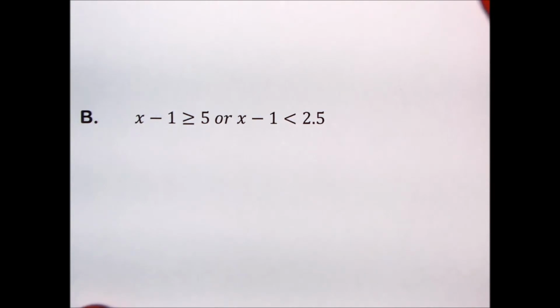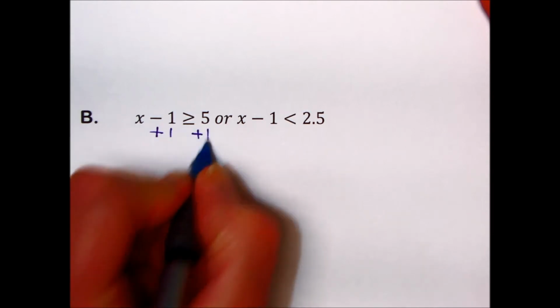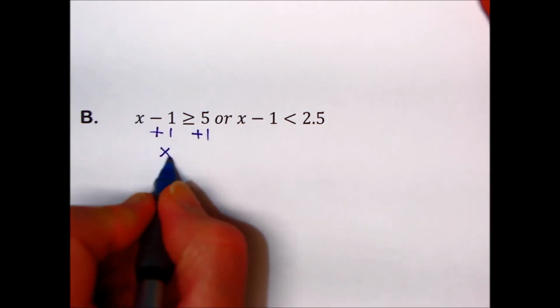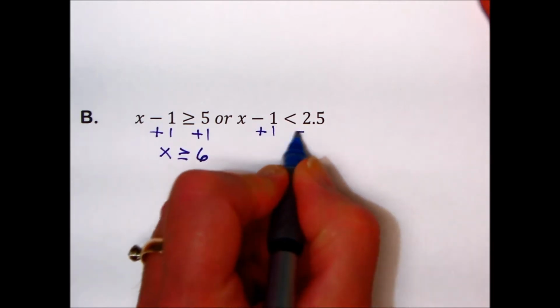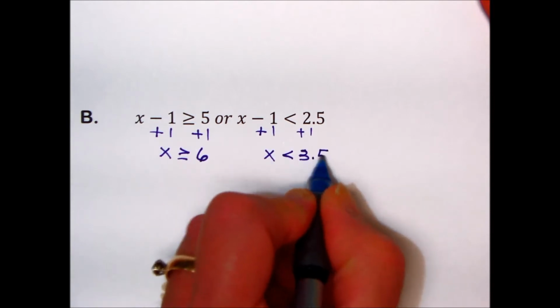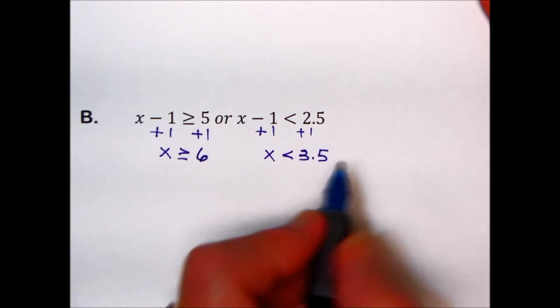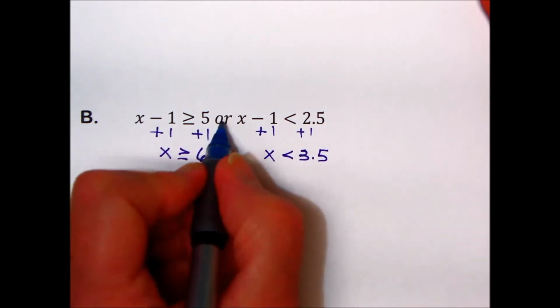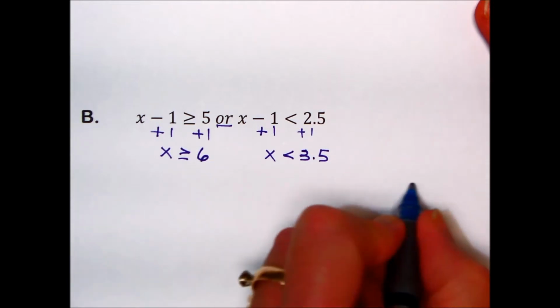In this next one, just a little more complication as far as prep. We have to solve for the variable to get the concise interval. So we'll add 1 to both sides. X is greater than or equal to 6. Add a 1 for the solution here. X is less than 3.5. Looking for the interval here with an OR, which would be our union of these two sets.